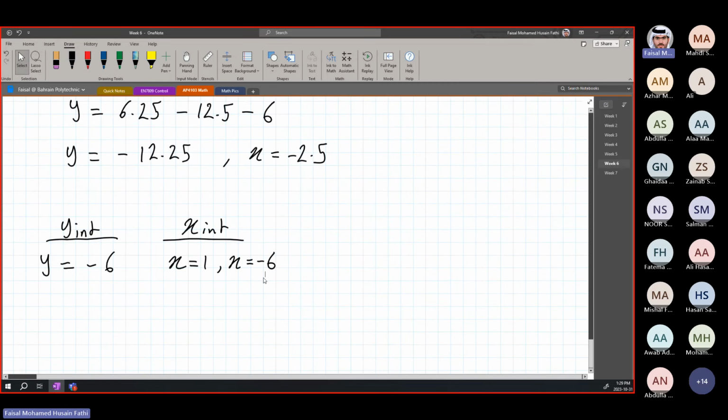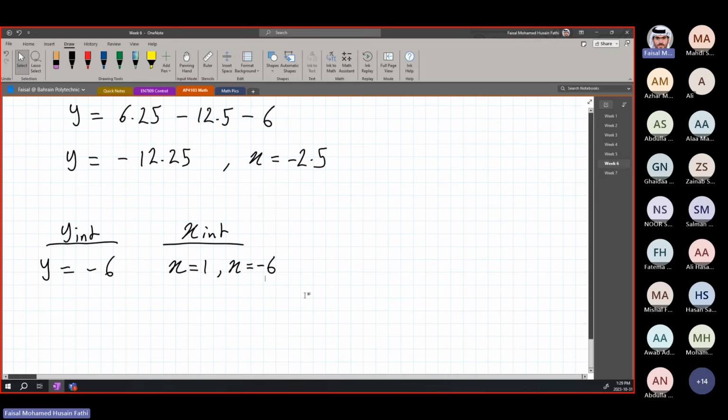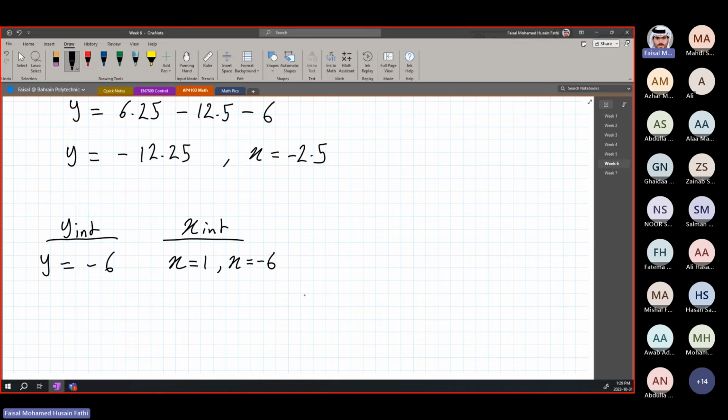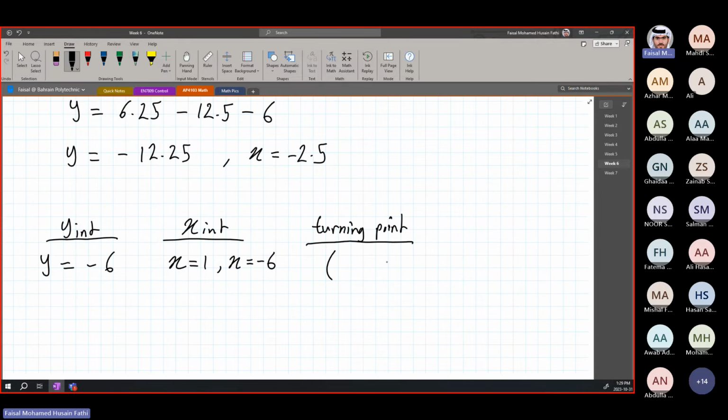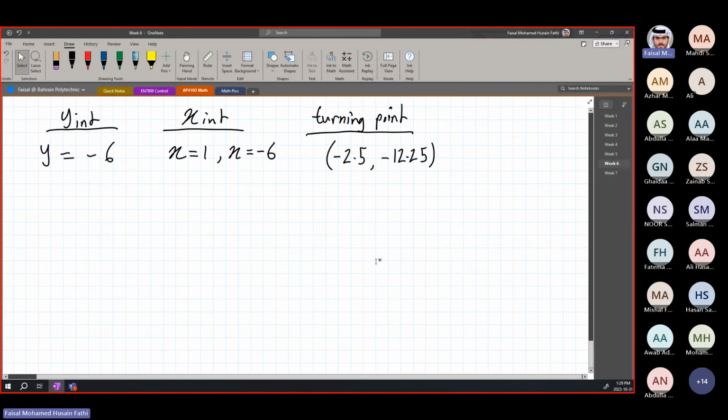The axis of symmetry point, or just the turning point in general. So the turning point, which is minus 2.5, minus 12.25. Okay, so these are the points. We got these each from each step.